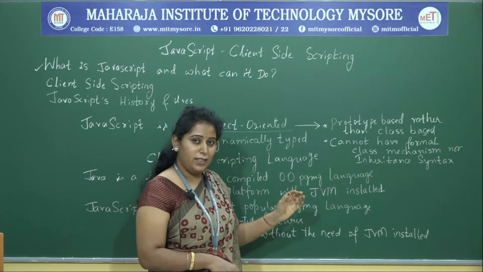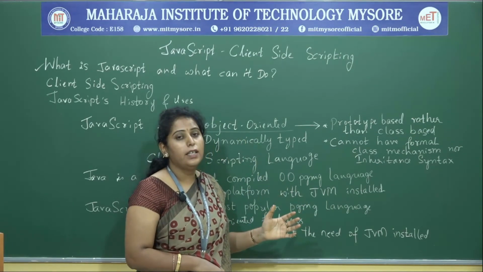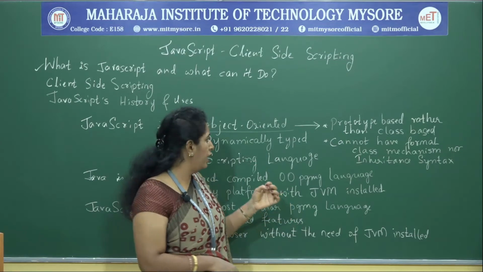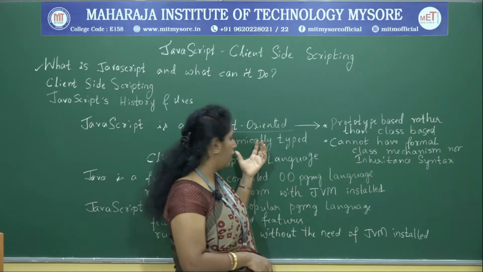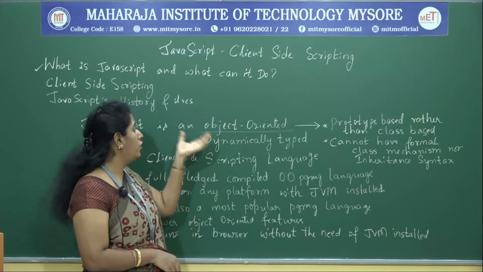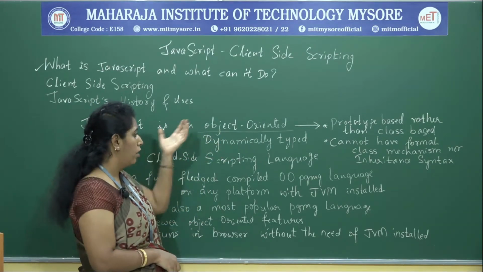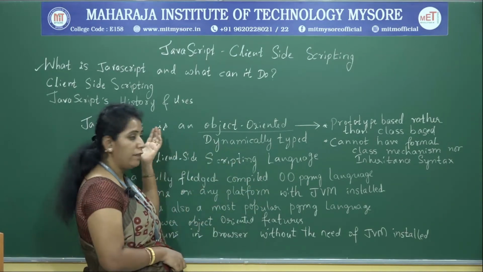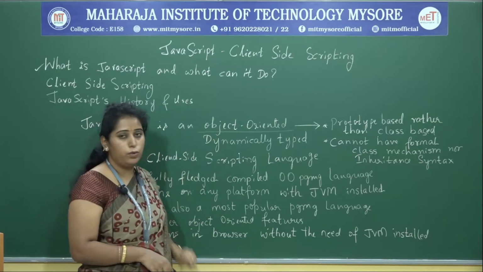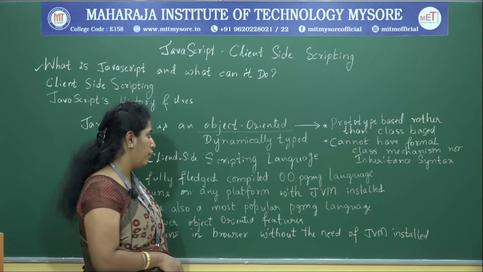Because of all these cases, we call JavaScript a strange object oriented programming language. Got it? Because of all these reasons, we call JavaScript a strange object oriented programming language.